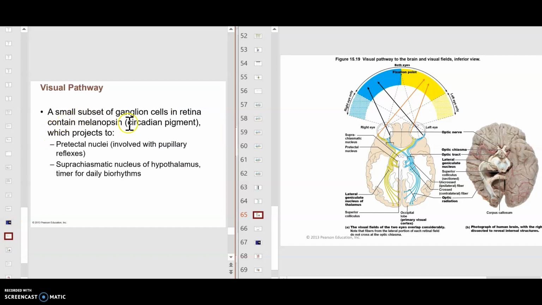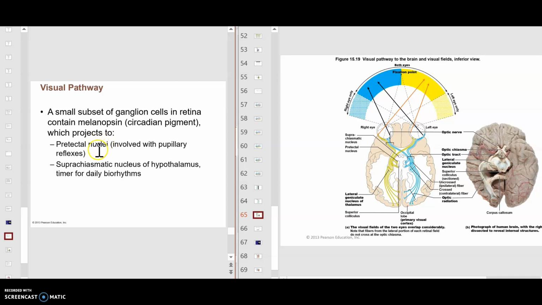Now, a small subset of ganglion cells in the retina contain melanopsin, a circadian pigment. It projects to the pretectal nuclei. The pretectal nuclei is also in the midbrain, and it deals with the pupillary reflex. In a neurological exam, we'll shine light in the eye, and we'd like to see both eyes constrict. Even though I'm shining one eye, I want the other eye to also constrict the pupil. If it doesn't, then we know we have a problem somewhere in the brain.